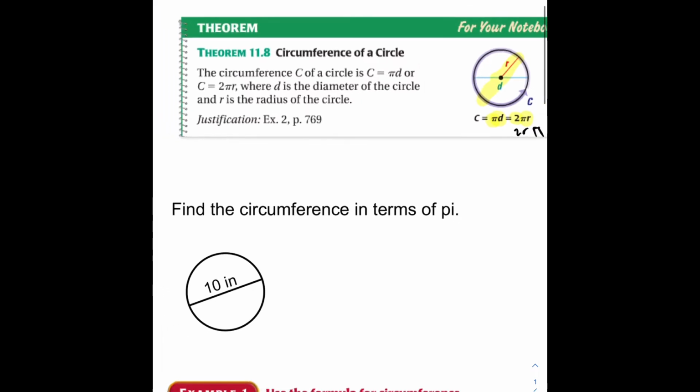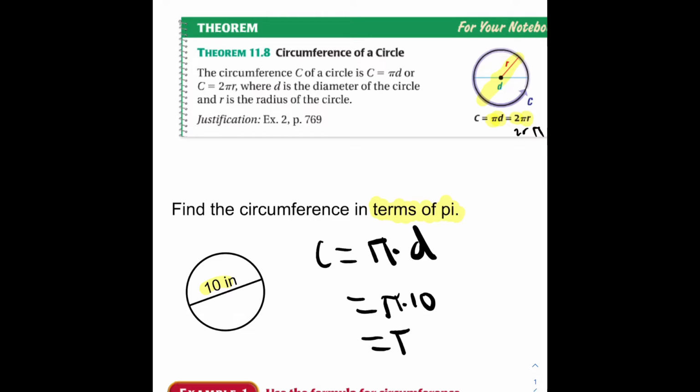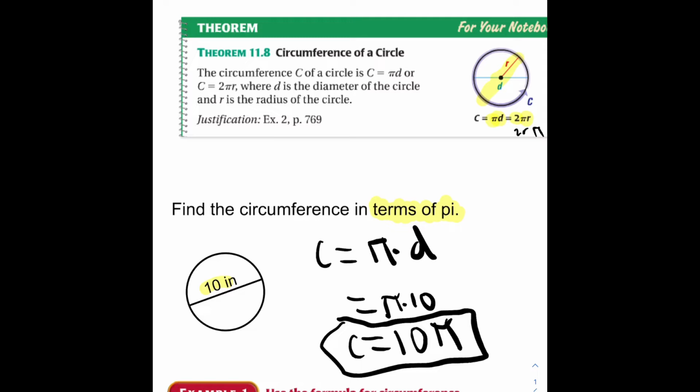So this question's asking us to find the circumference in terms of pi. So in terms of pi just means that you don't multiply out pi. So our circumference formula is pi times diameter. The diameter is 10. So I'm going to say pi times 10, which we're going to call 10 pi. So the circumference in terms of pi is 10 pi.